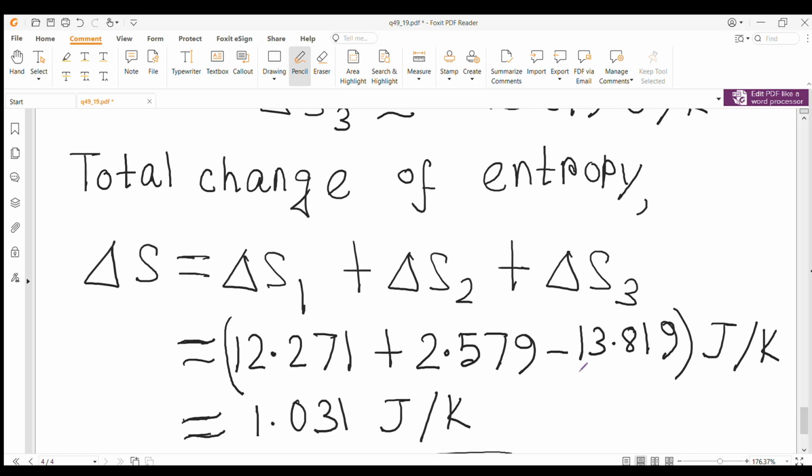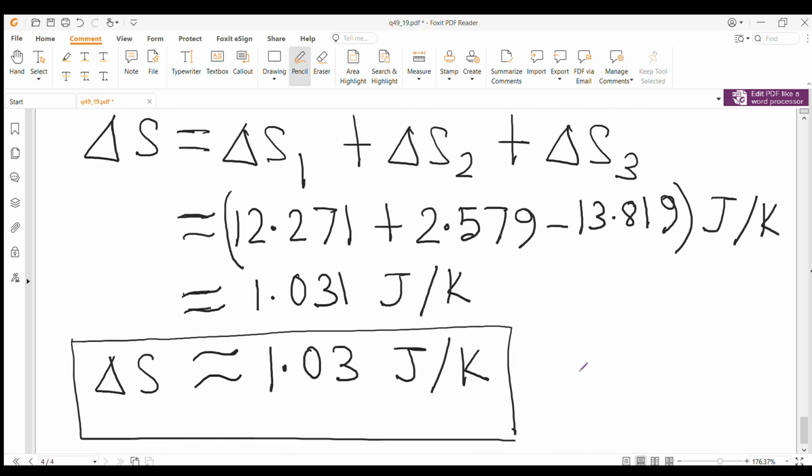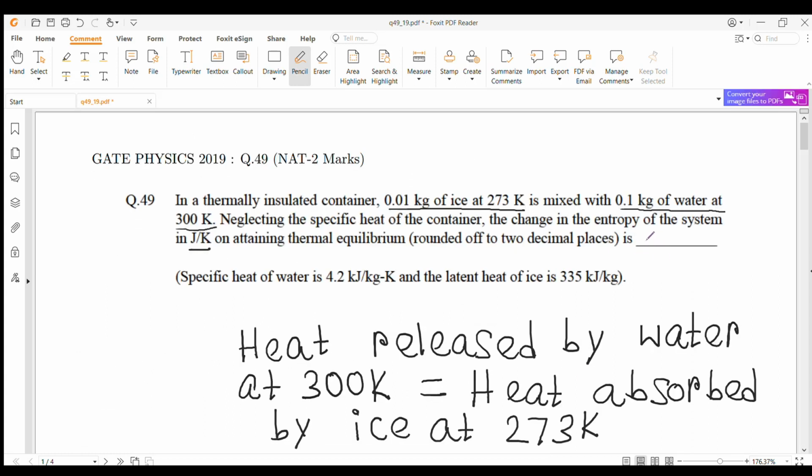But in this question we need to write the correct answer up to 2 decimal places. So the correct answer is 1.03 joule per Kelvin. So in this question the correct answer is 1.03.